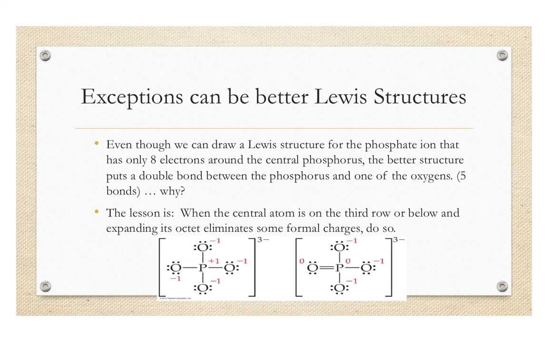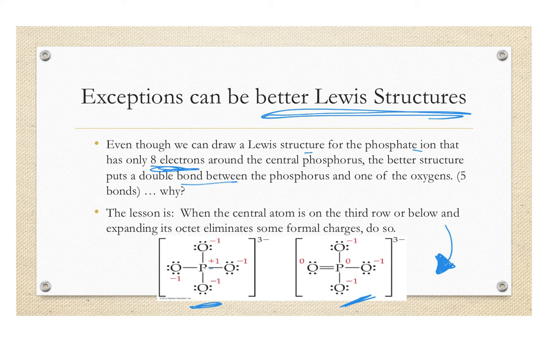So why can exceptions exist? Well, we can think of this in terms of the exceptions often giving us better Lewis structures. So even though we can draw Lewis structures for the phosphate ion, for example, with P in the middle with only 8 electrons around the central phosphorus, the better structure puts a double bond in there. Why? In this case, if we put single bonds all the way around it, we end up with 5 formal charges. Whereas if we put a double bond in there and use that expanded octet, we only end up with 3. So when the central atom is in the 3rd row or below and expanding the octet eliminates some formal charges, do it. Go ahead and see, can we get rid of some more of those formal charges?